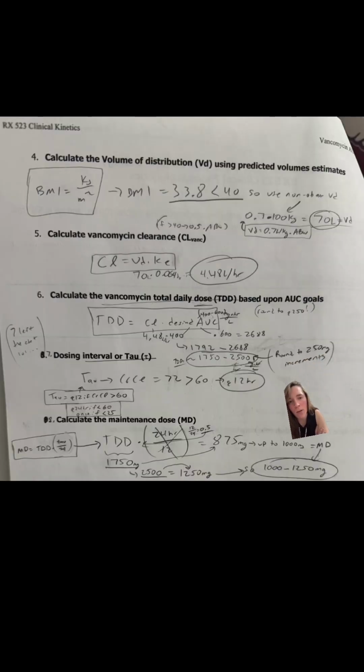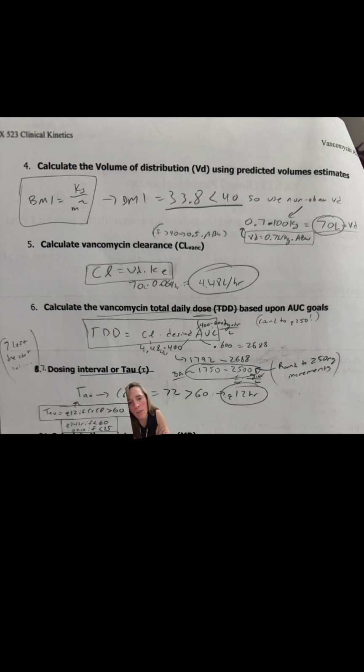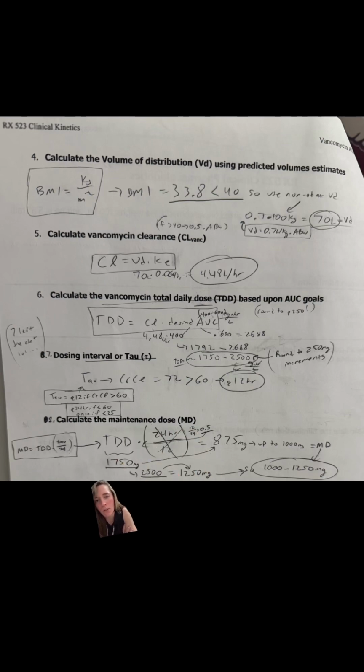Back to our problem, total daily dose equals clearance times desired AUC. So if we plug in 400 or 600, we're going to get a range here. We're going to round to 250 milligram increments. Next, we're going to look at our dosing interval, or tau. If creatinine clearance is greater than 60, it's going to be a Q12 interval. Next, we're going to calculate our maintenance dose. So total daily dose times 0.5, we're going to get this dose range. So 1,000 to 1,250 milligrams every 12 hours.